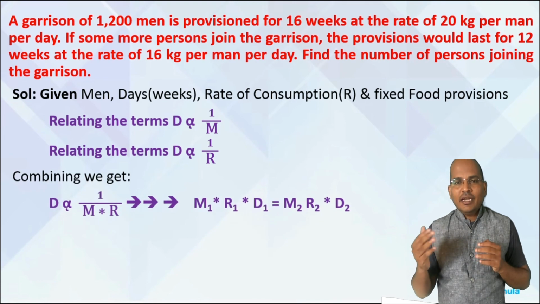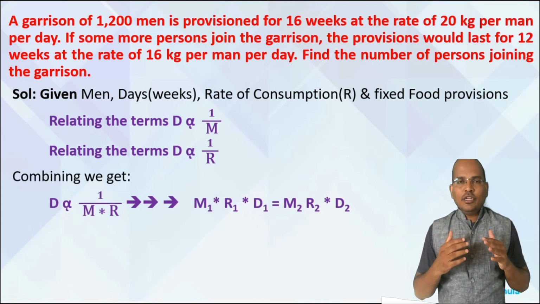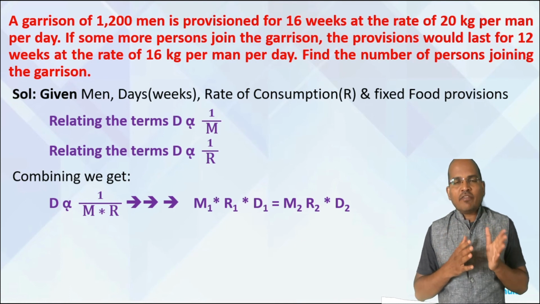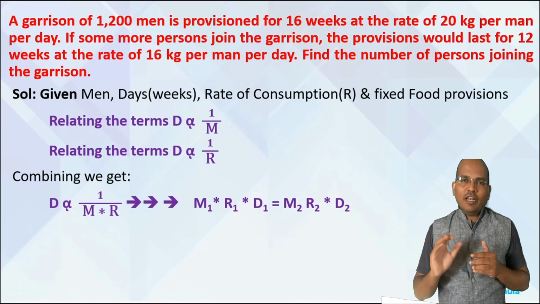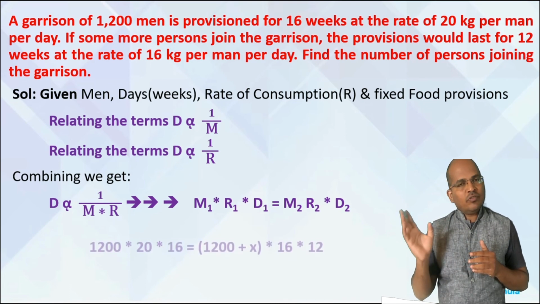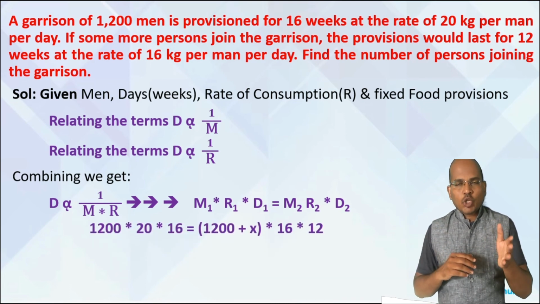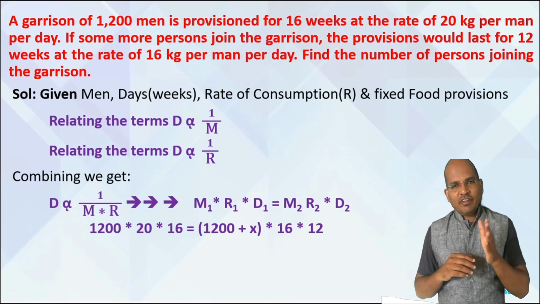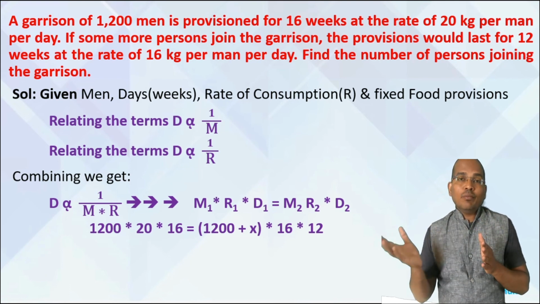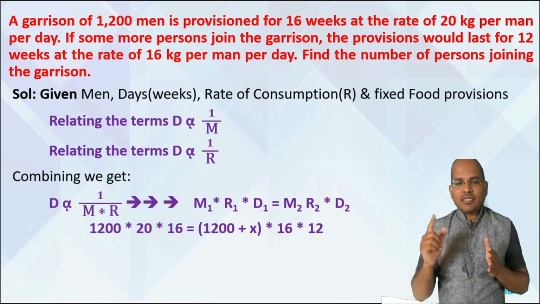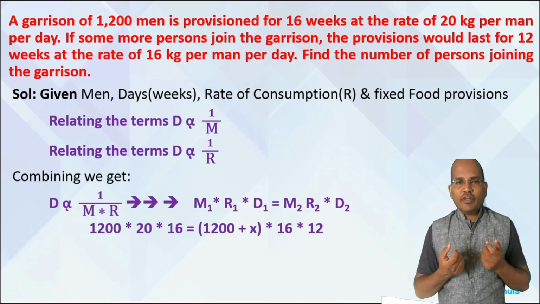So we write it as d varies with m times r inversely. From that we write m1 r1 d1 is the same as m2 r2 d2. Now plug in the values of m1, r1, d1, m2, r2. Given m1 is 1200, r1 is 20, d1 is 16, and he says some more men joined, so m2 is 1200 plus x, r2 is 16, d2 is 12. From that, find the value of x.